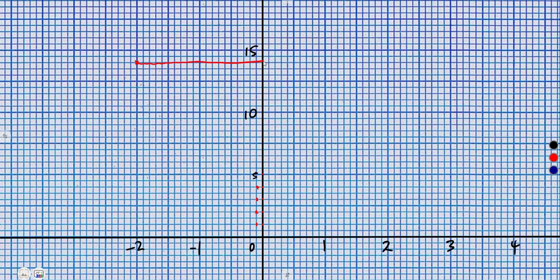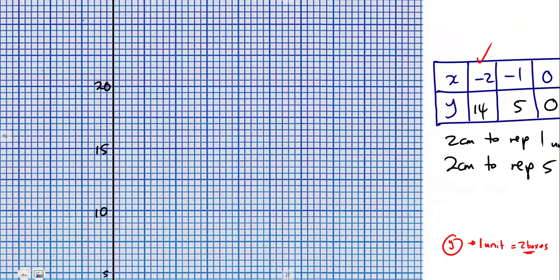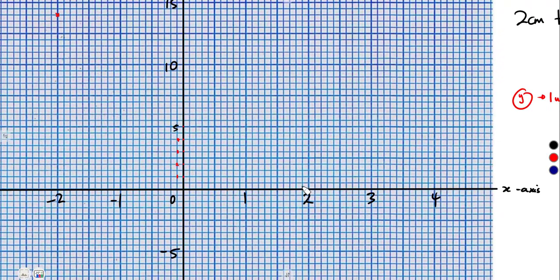Two boxes represent 1 unit, just like that. So let's move on to another point. That's -1 versus 5. This one is direct. -1. All right. Y is 5 here. So this one is direct. You mark the point.